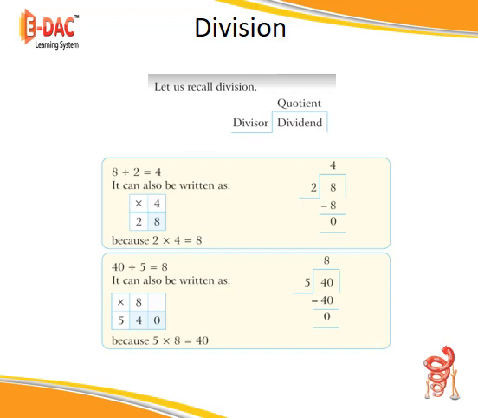So now we will write 40 and we will subtract 40 from 40 and we will get a remainder of 0, and we will write 8 on the top. 8 is our quotient, 40 is our dividend, and 5 is our divisor. So the answer of division is 8.